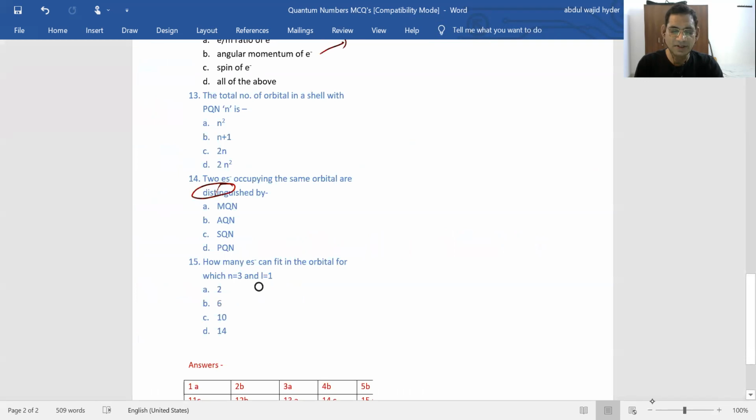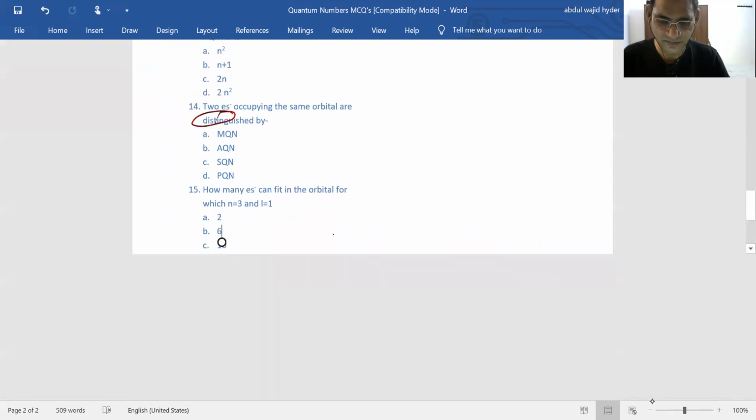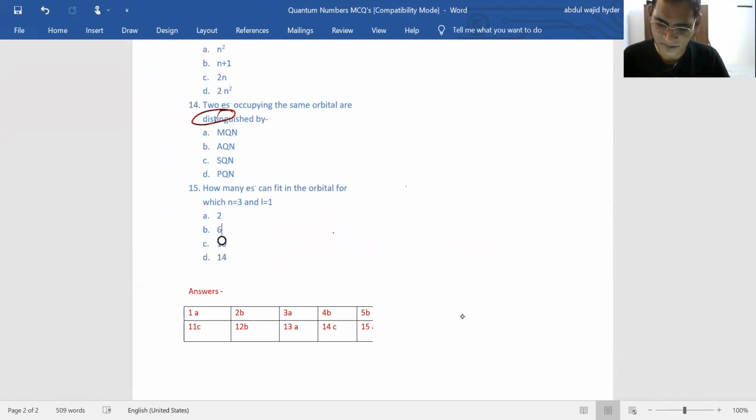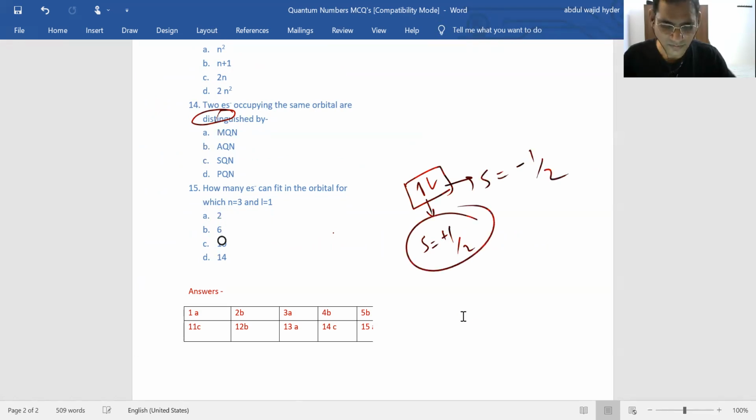Now see, this question is also over. The 2 electrons occupying the same orbital: this one is S equal to plus half, and this one is S equal to minus half. So two electrons occupying the same orbital are distinguished by a spin quantum number.